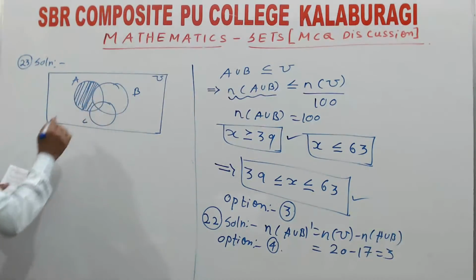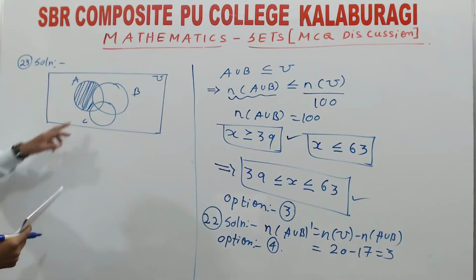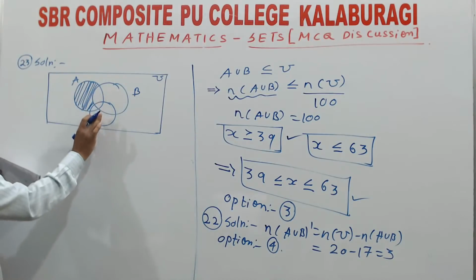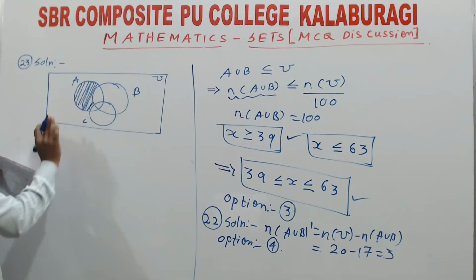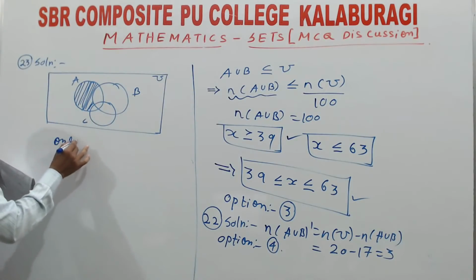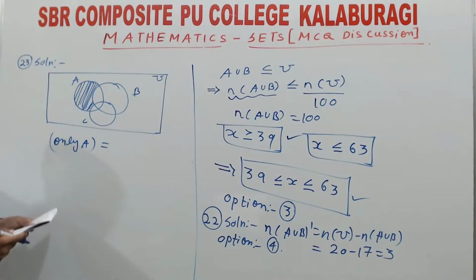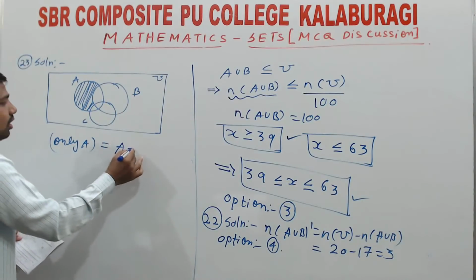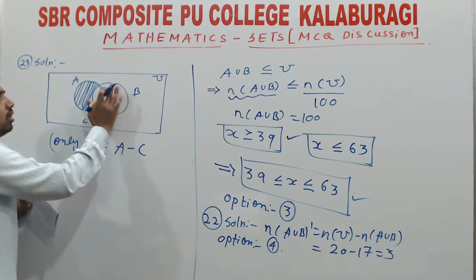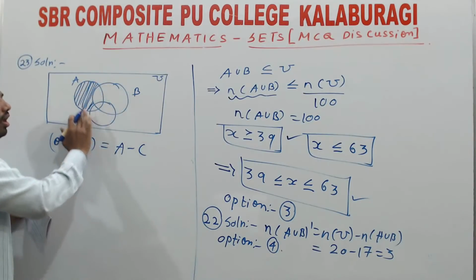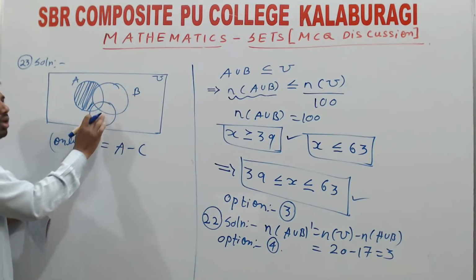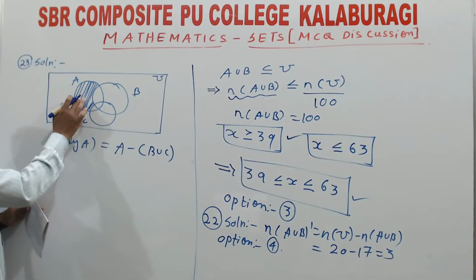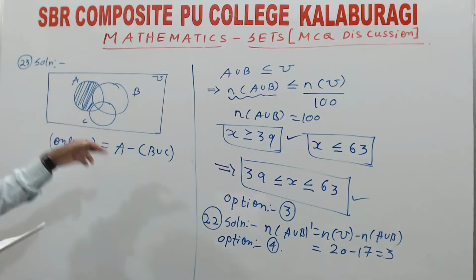This shaded region is nothing but only A, because in total A, you are removing the B part, and the C part also you are removing. Only A it is. But only A is not given in the options, so I can also write this as A minus B union C. What is B union C? This total is B union C. So in A, you are removing B union C, meaning B part I am not taking, C part I am not taking. If you remove B union C from A, that is your A only. That is the shaded part that indicates A minus B union C.